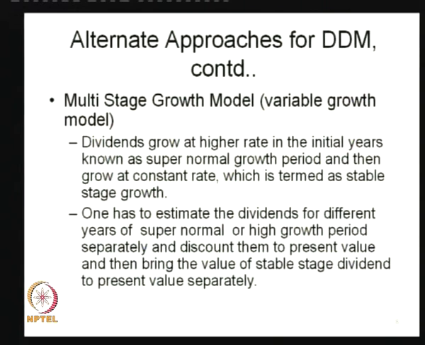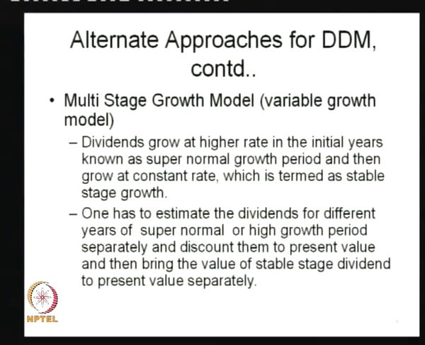In the multistage growth model, the growth in dividend is not going to be the same for all the periods to come. Dividends may grow at a very high rate in the initial years, then decline to a certain rate, then stabilize for that matter. So, in that case, one has to estimate the dividends individually for the different years of supernormal or high growth period, and then find out the dividend when it actually stabilizes.